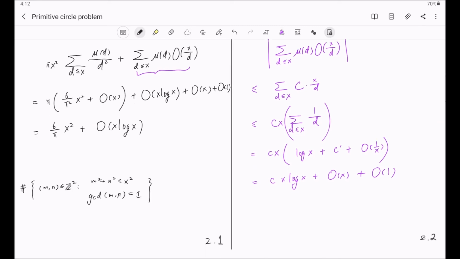Let us summarize this. The number of primitive pairs inside a disk of radius x will have an asymptotic formula 6 over pi times x squared plus the big O of x times log of x. And this is the end of this video.